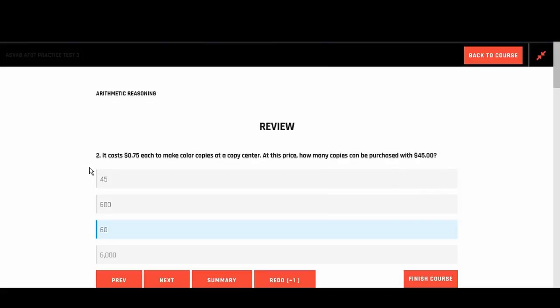Question 2 says it costs 75 cents to make color copies at a copy center. At this price, how many copies can be purchased with $45? So to set this problem up, we're going to do 45 divided by 0.75. Again, that's how many times does 75 cents go into $45? And as is the case with all fractions, you can regard this as division. 45 divided by 0.75, so that'll look like this.